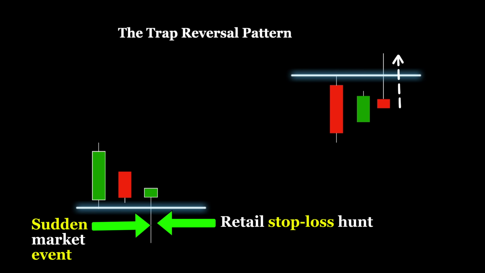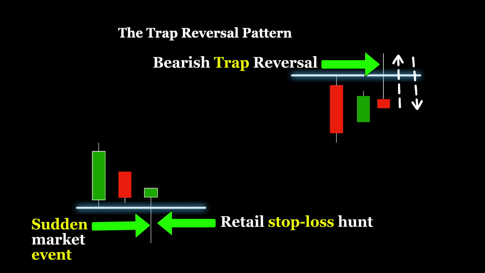So, if price fakes out to the upside from an inside bar and then slams back down, you've got a bearish trap reversal and a high probability move to the downside.